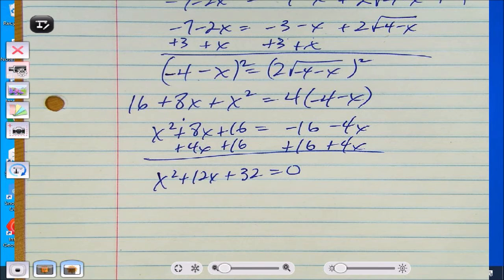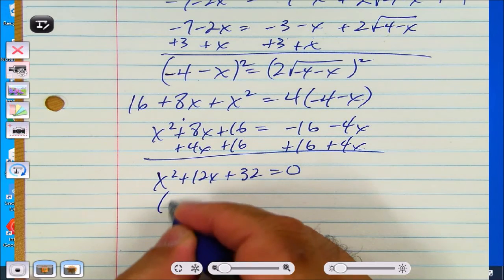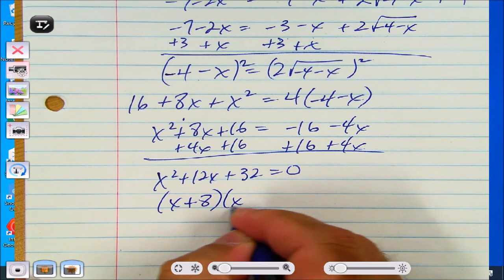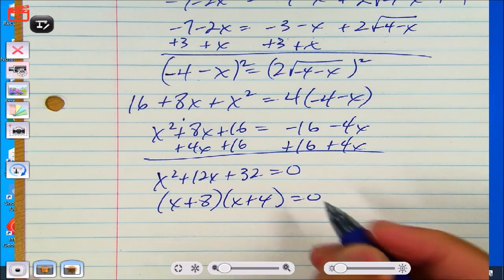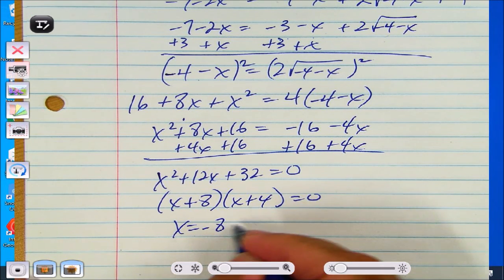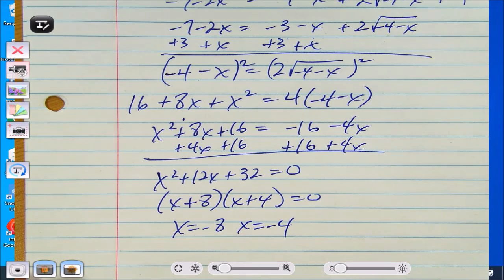Alright, what are the factors? What are the factors of 32 that combine to make 12? 8 and 4. So it'll be x plus 8, x plus 4. So that gives me x equals negative 8 and x equals negative 4.